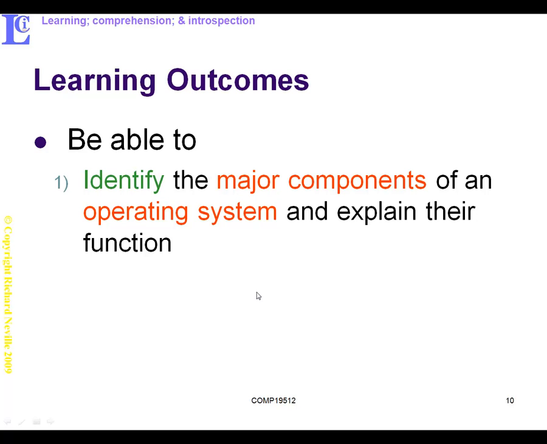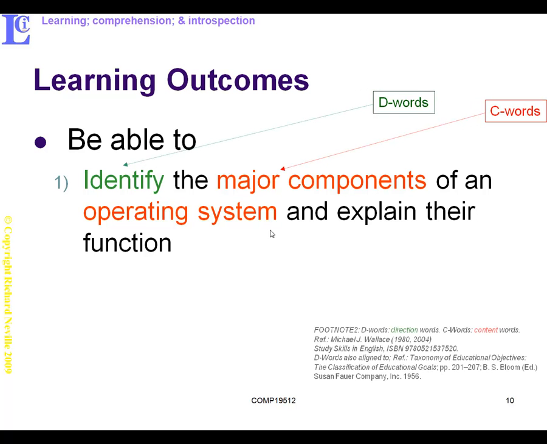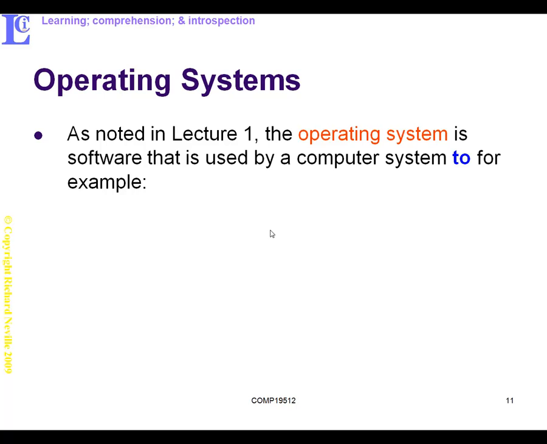So the first thing we're going to look at then is the major components in the operating system, and we're going to explain their function and identify them. So let's move on to those then. So an operating system then is software that sits in the computer.